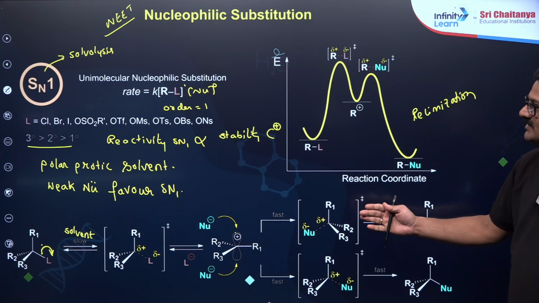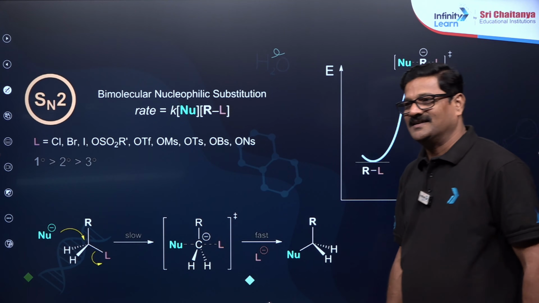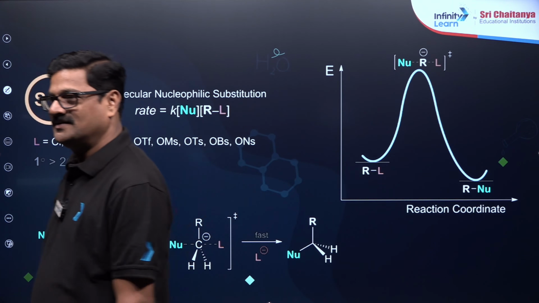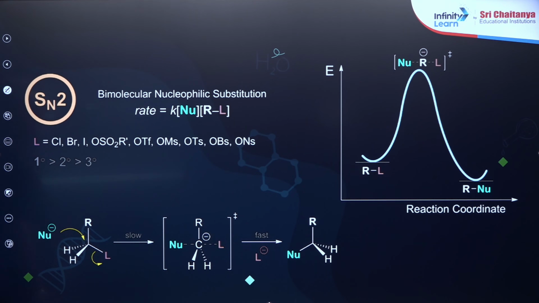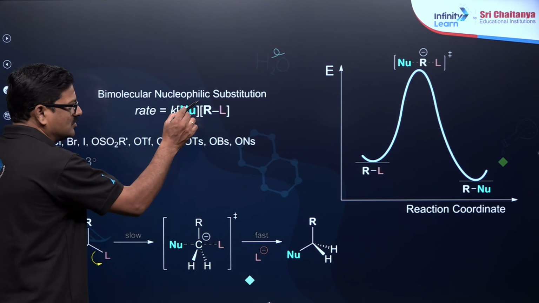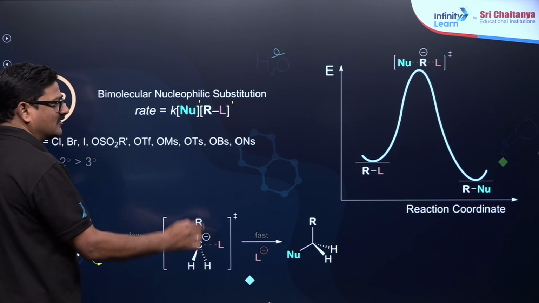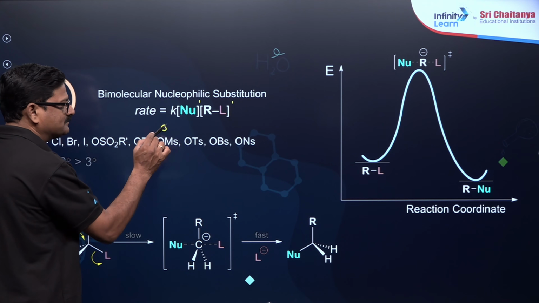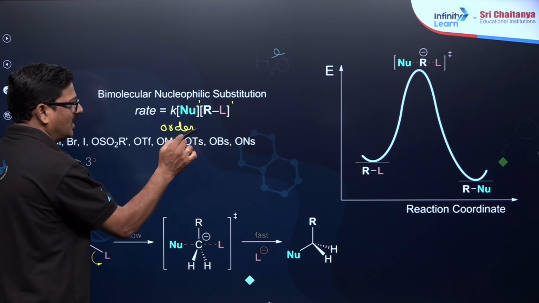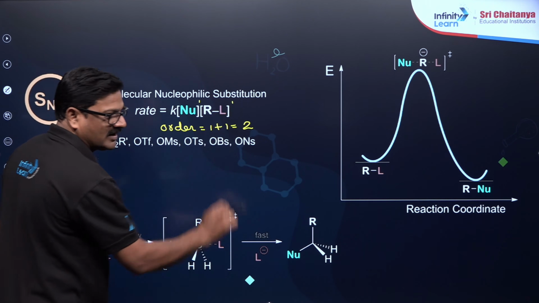So moving ahead, let us talk about the SN2 reaction. It is a single step reaction. The rate of the reaction is equal to the nucleophile concentration to the power 1 times the alkyl halide concentration to the power 1. The order is 1 plus 1 equal to 2, a bimolecular reaction.